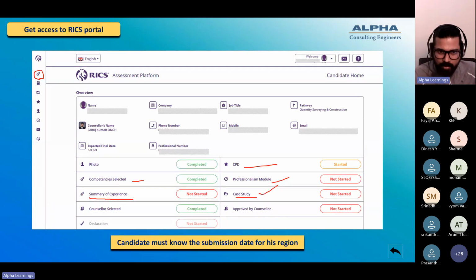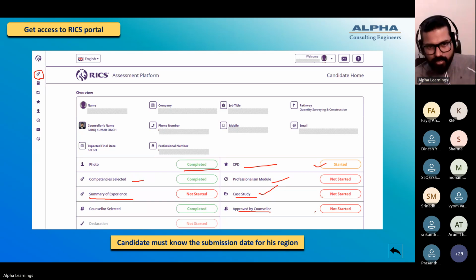The case study is the same. Once you upload, it will show started. This not started will show started. Then it has to be approved by the counselor. The counselor has a separate portal, like I have a separate portal where I can see the submissions of my candidates, and there I go and approve their documents. After approval, it will show completed.